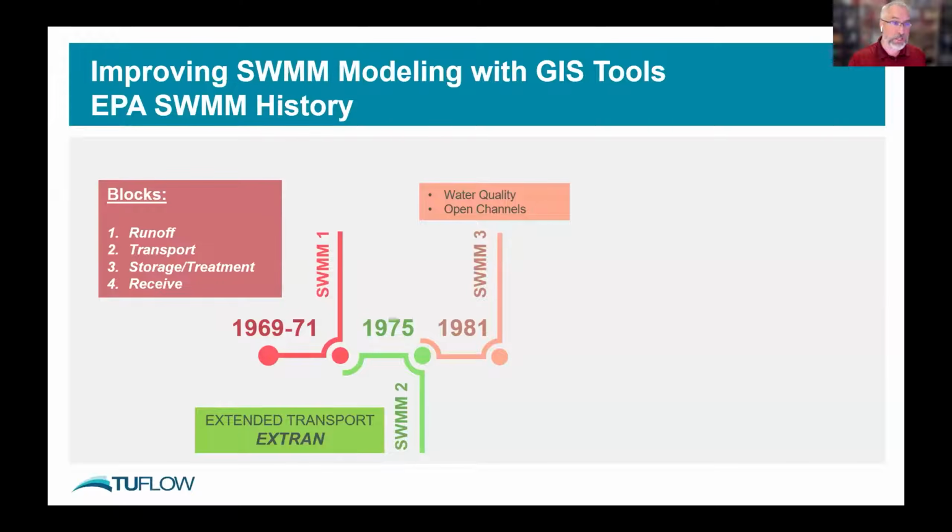And my understanding is when NASA wasn't shooting off rockets, they were actually using those NASA mainframes to run SWMM models. A lot has changed, right? So by 1981, SWMM 3 comes around, right? Again, adding more functionality, open channels and water quality were some of the two highlights there.